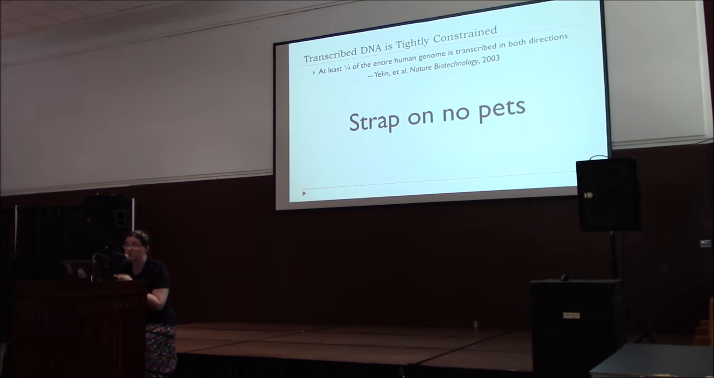Now, I'm going to make a mutation in this. Now it says "strap on no pots" and "stop on no parts." I've completely altered the meaning of both sentences. So this makes mutating an area of the DNA that is transcribed in both directions doubly bad for you. So it puts even more constraints on what kind of mutations could be harmless, which is the next question we're going to get to.